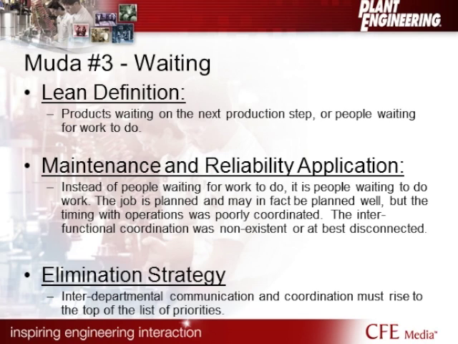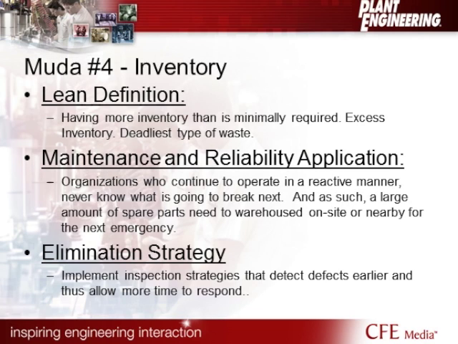Now we'll move on to number 4. Number 4 is inventory. And the lean definition here is having more inventory than is minimally required, excess inventory. And from an operations or from a maintenance standpoint, this can be all of those parts that we have because we're living in a reactive environment. If you're living in a reactive environment, what you really want from the storeroom is a perfect copy of your asset only on the shelf and ready to go.